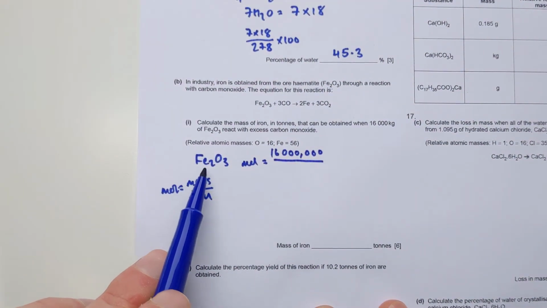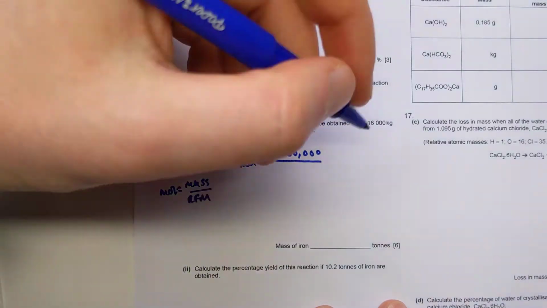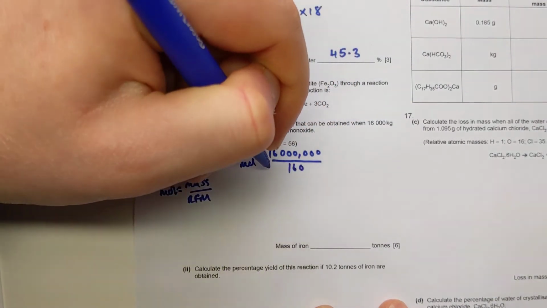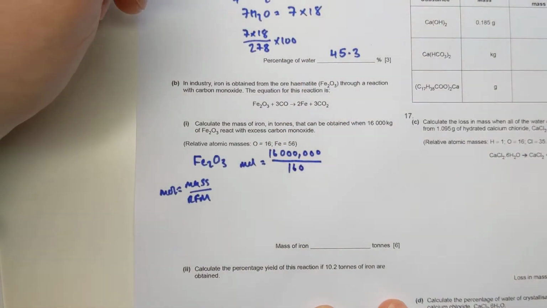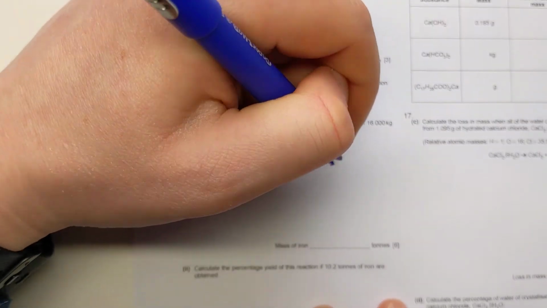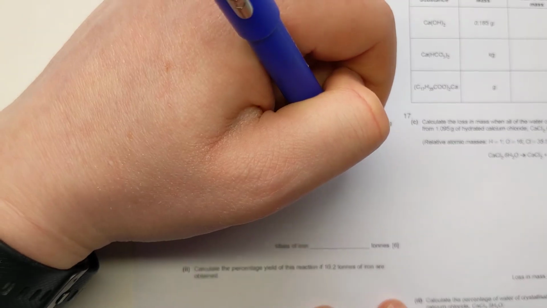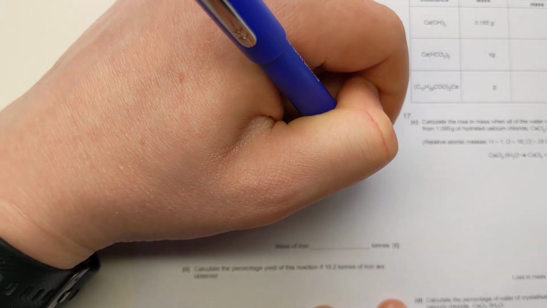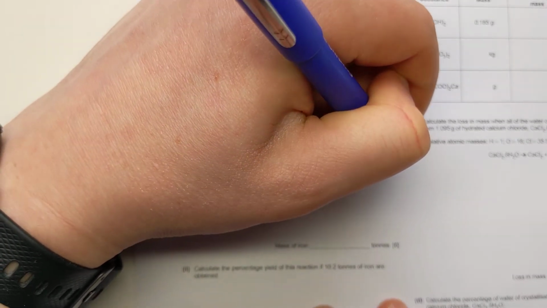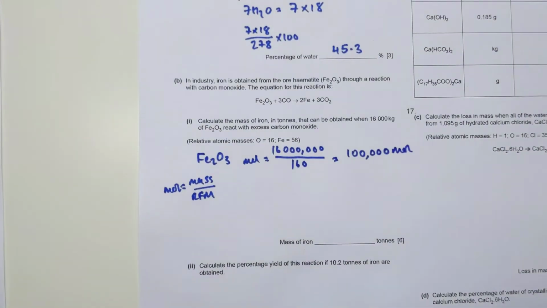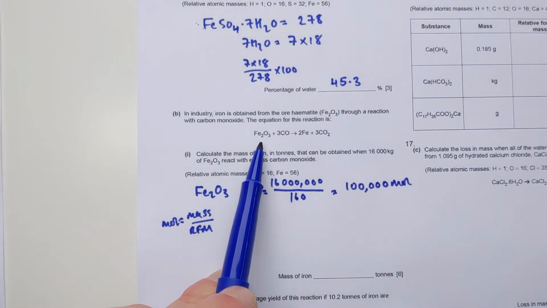Iron, 2 irons and 3 oxygens, add that all together ends up being 160. Again, you might see that looks quite nice. It's probably good because you've done it right. Those numbers will cancel down a wee bit. That gives you, make sure you get the correct number of zeros, it's 100,000 moles of it. Okay. So 100,000 moles of FeCO3.